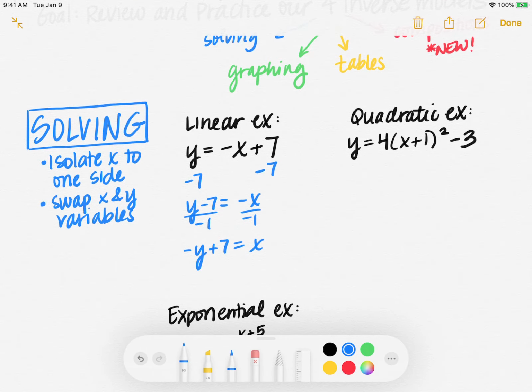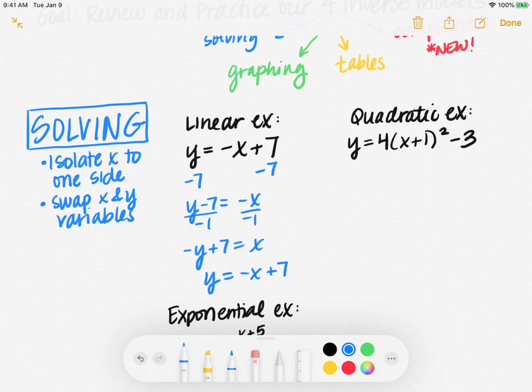And that's just one step away from our inverse. Our inverse is just saying, well, this inverse would then be y equals -x plus 7. So let's try the quadratic example.